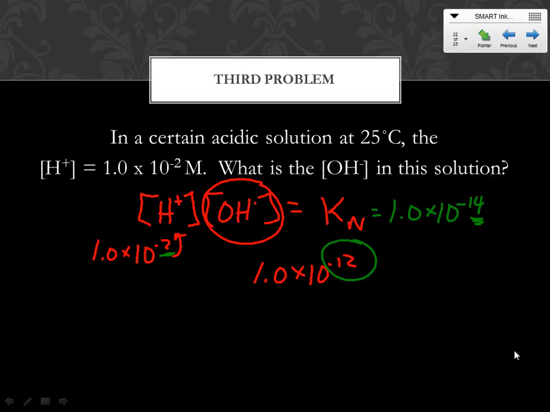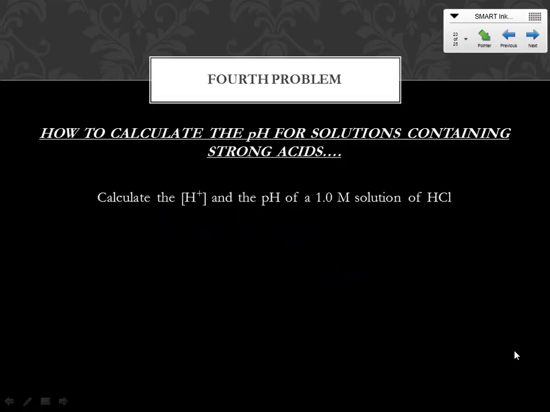Okay. A fourth type of problem that you need to be able to do is how to calculate the pH for solutions containing strong acids. Now remember, with a strong acid, it's going to dissociate 100%, so you can assume that there is a 100% stoichiometric ratio between the amount of H plus and the amount of HCl that was originally put into the solution. Okay. So in order to do this problem, we really just have to look at that concept.